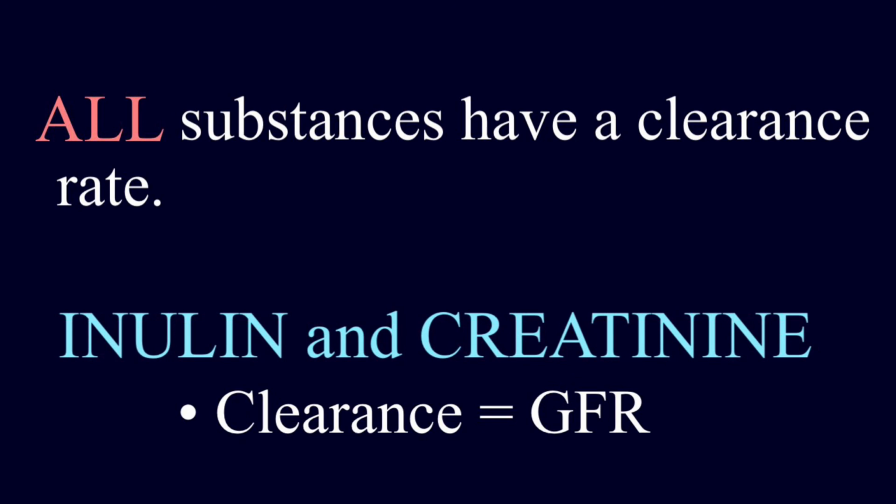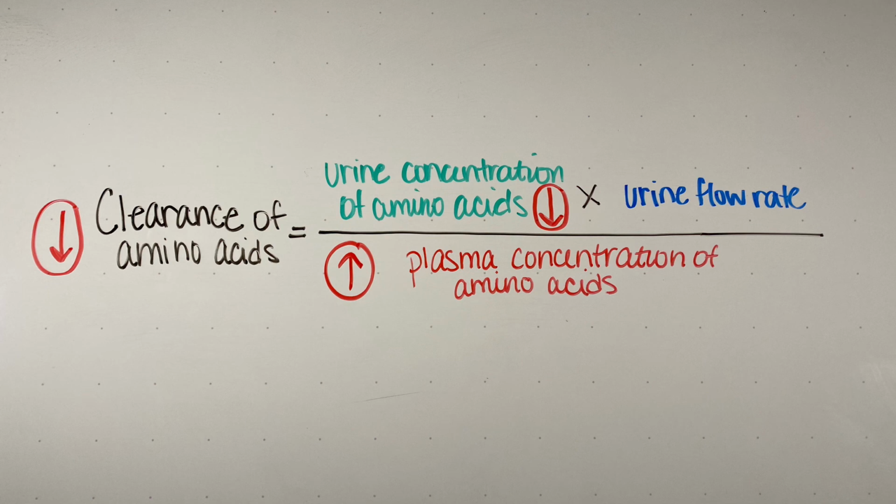So when we talk about clearance, let's use an example of amino acids. Amino acids are a very hot commodity, and our body wants to hold on to these as much as possible. So the plasma concentration of amino acids is high, but the urine concentration of amino acids is low, because like we said, we do not want to excrete these. So mathematically, if you look at this formula, then clearance of amino acids is low. The plasma concentration of amino acids is inversely related to the clearance, and the urine concentration of amino acids is directly related to the clearance.